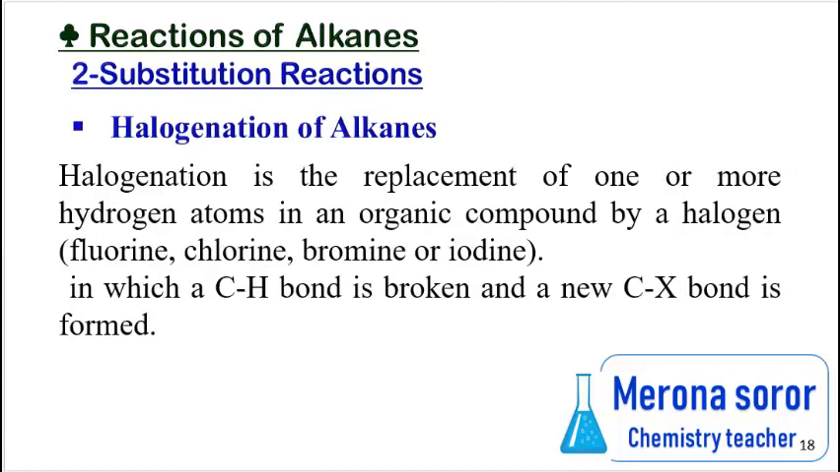Number 2. Substitution reaction. The first type of substitution reaction, halogenation of alkanes. Halogenation is the replacement of one or more hydrogen atoms in an organic compound by a halogen, fluorine, chlorine, bromine, or iodine, in which a C-H bond is broken and a new C-X bond is formed.